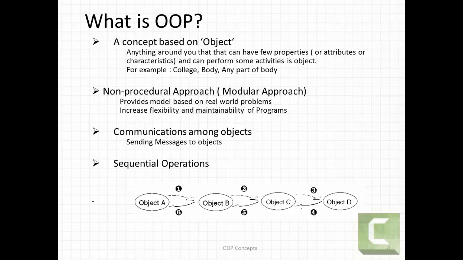For example, you have a college. You can take a college as an object which has some attributes like name, location, type of building, type of education, and what affiliation it has, to which university it is affiliated. These are a few properties, and there are a few actions. It does admission, it does teaching, it does placement, and a lot of other things. So these are some activities that the college object performs.